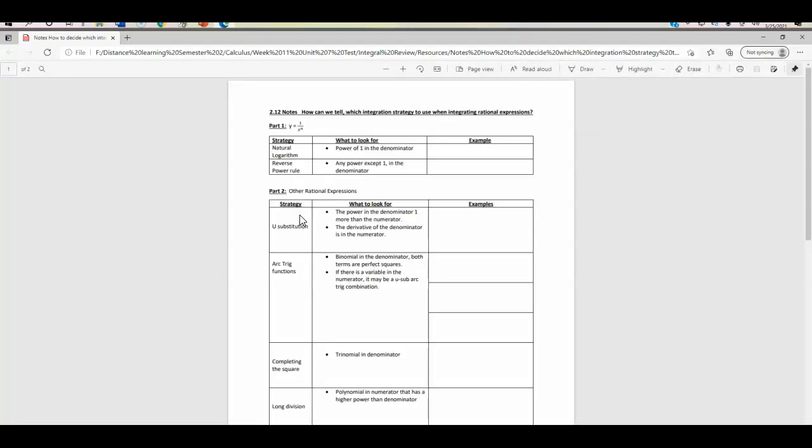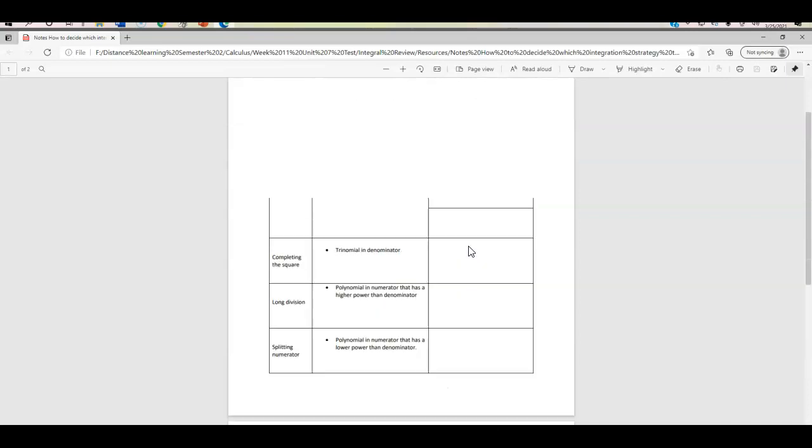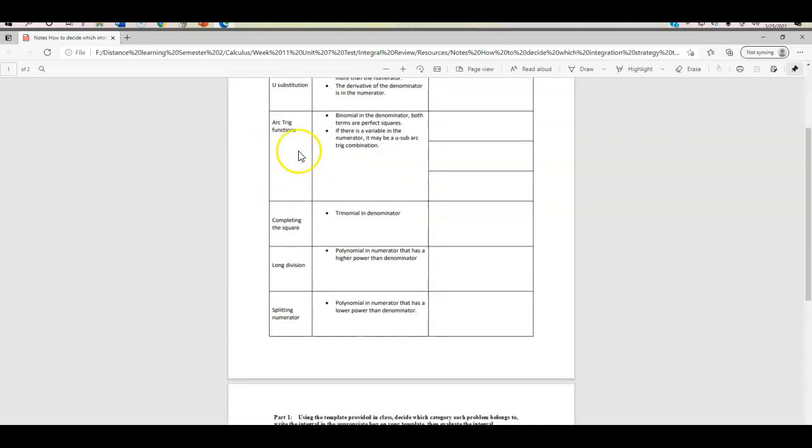Finally, another resource I'm providing you guys with in this week's materials is just how to know when to apply each strategy. Now, you already have these notes in your 2.12 in your notebook. Right in this handout here, it's not filled out, but if you go to your notes, it's more filled out with some examples, but it tells you how do you know when to use each strategy. Like when is it a natural log? When is it a reverse power rule? Because they actually look very similar. Or how do you know when it's an arc trig? How do you know when it's a completing the square problem or a long division problem or splitting the numerator problem?